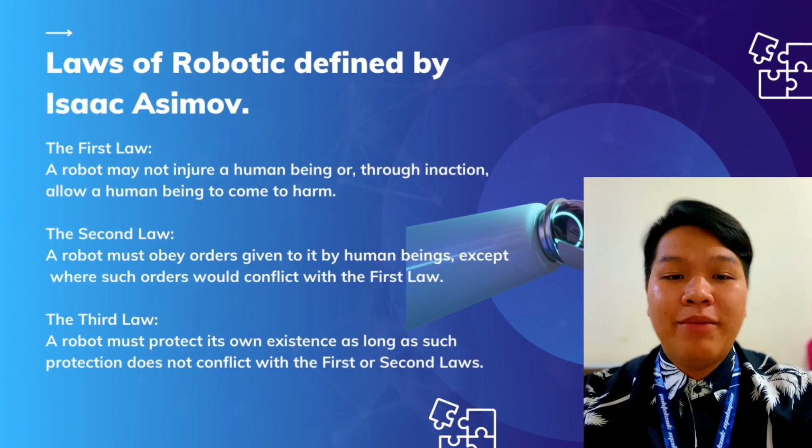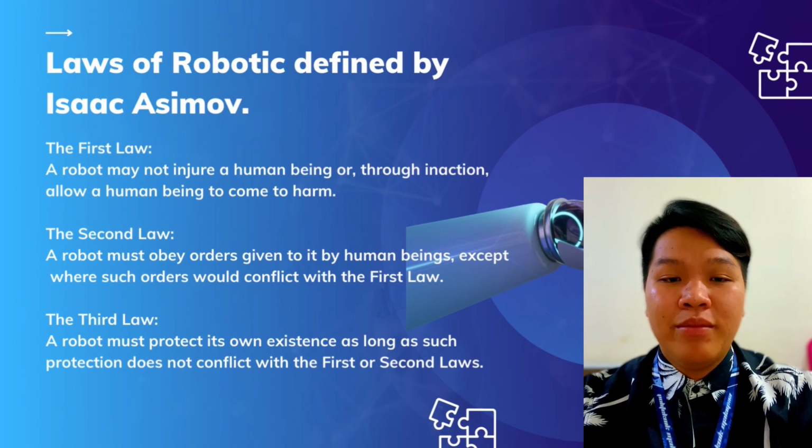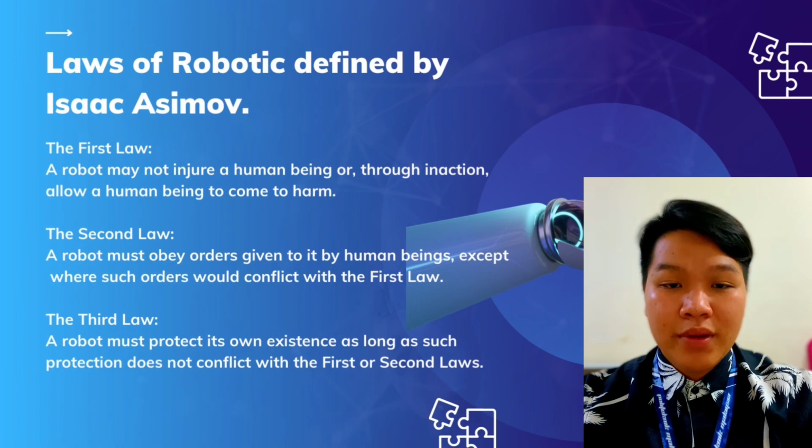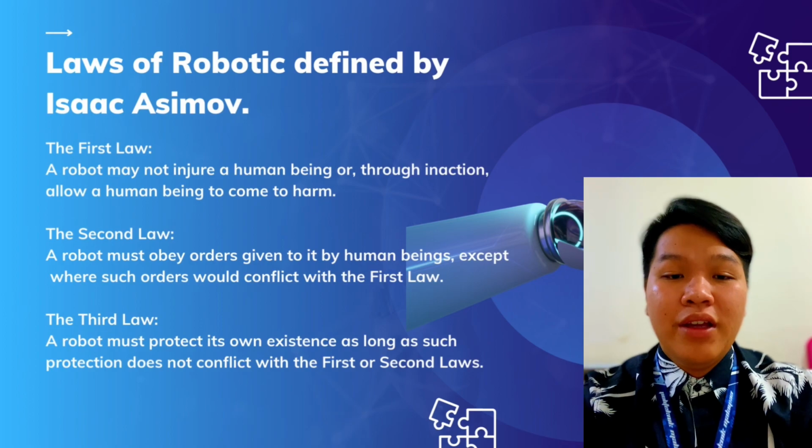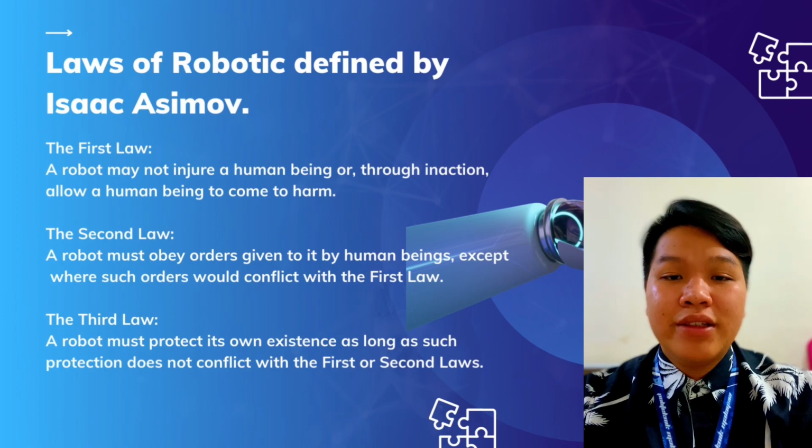Laws of robotics defined by Isaac Asimov. The first law: a robot may not injure a human being or, through inaction, allow a human being to come to harm. The second law: a robot must obey orders given to it by human beings, except where such orders will conflict with the first law. The third law: a robot must protect its own existence as long as such protection does not conflict with the first or second law.